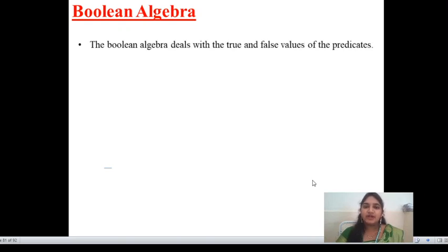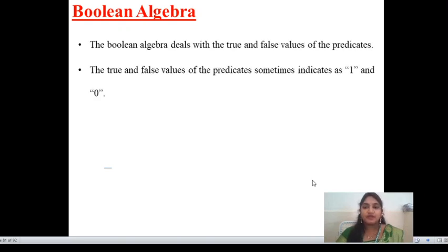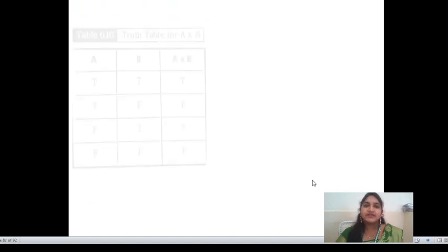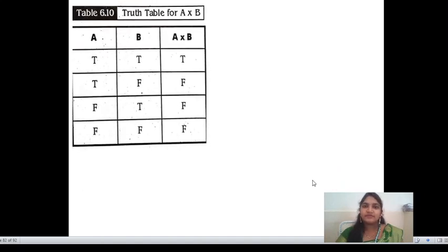Here we'll take Boolean algebra, which deals with the true and false values of the predicate. Whatever the condition is, if the condition is satisfied, true will be defined. If not satisfied, false will be performed. The true and false values of the predicate are sometimes indicated as 1 and 0. So Boolean algebra takes binary values like 1 and 0. It may use three operators: multiplication, addition, negation. That is nothing but AND, plus or OR, and a bar on A means negation. So that is binary truth values.